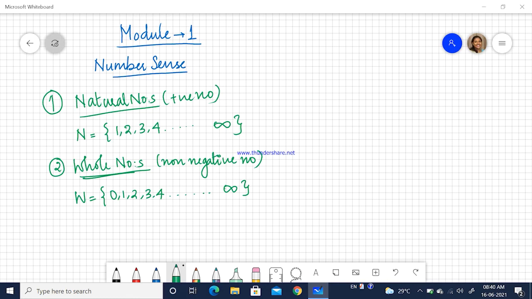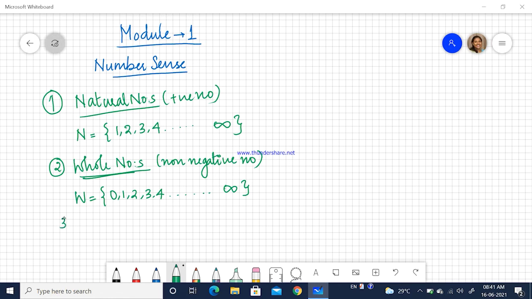Whenever a question asks to define a whole number, we can say natural numbers together with 0 form the set of whole numbers. It is denoted by the letter W: 0, 1, 2, 3, 4 up to infinity. The other name for whole numbers is non-negative numbers.